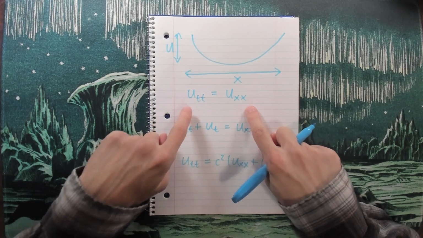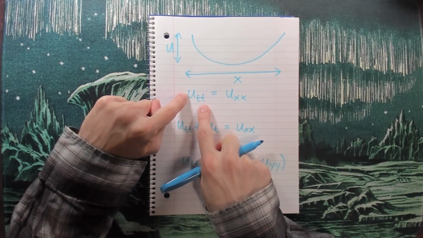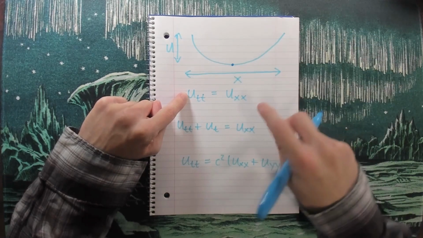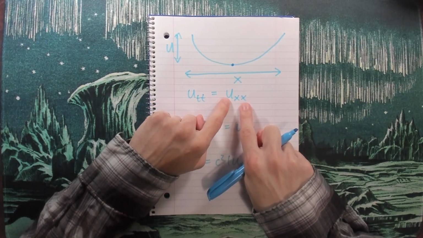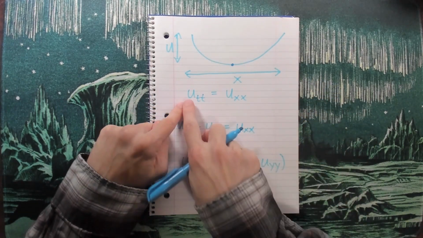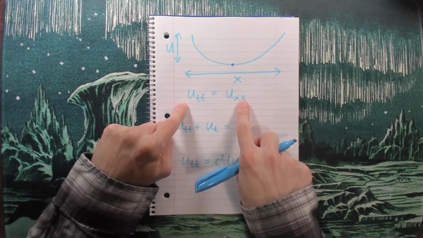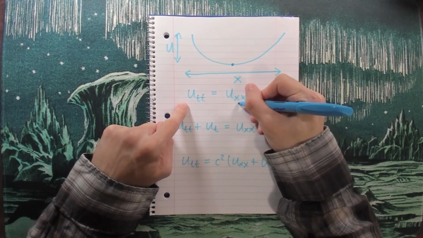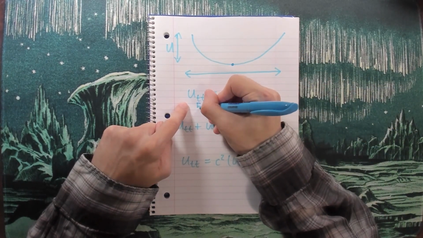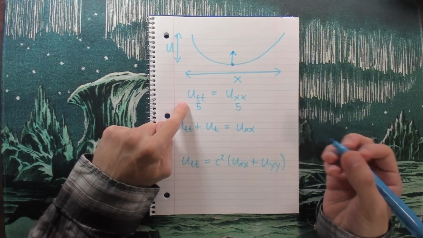Now we have that the second derivative of u with respect to t is the vertical acceleration at a point, like say this point. And the second derivative of u with respect to x is the concavity at that point. So what this equation is saying is that the acceleration at the point equals the concavity at the point. So for example, if we had a concavity of +5 at this point, then our vertical acceleration at this point should be +5. Now, why would that be?